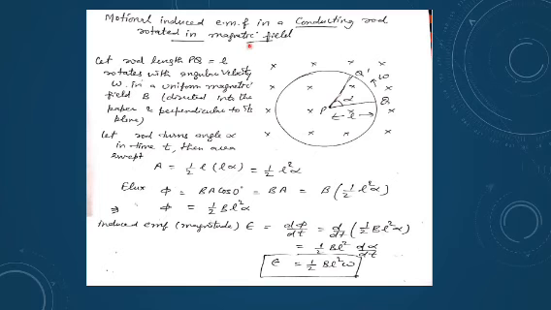This derivation we can also use directly in numericals, and a direct question can also be asked: what happens if I have a conducting rod, meaning a current carrying rod, which is rotated in a uniform magnetic field? What is the value of the motional induced EMF? So this rod PQ is rotated in a circular path.